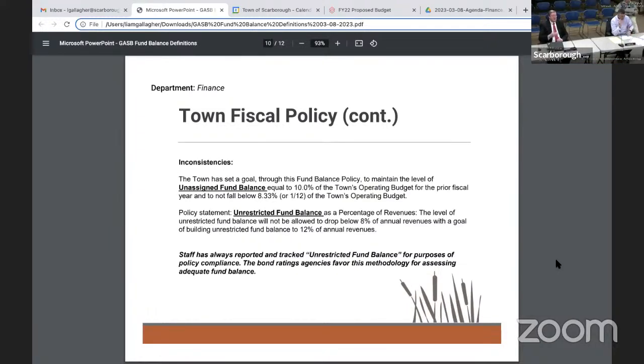So just what we've talked about, inconsistencies with policy. I think we all have agreed that we may have some work to do on updating our policy and coming to an agreement on which is best, or whichever path we want to take as far as our targets for fund balance. That was the entire focus of this slide.